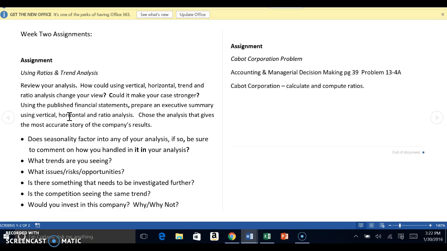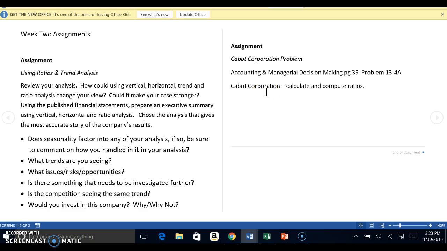And then you're going to take a look at the data that's out there. So using horizontal and vertical, using some trend analysis, looking at the financial ratios, how would that change your view, and how would that change, if at all, what you wrote last week? And then I put here some questions that you can use to guide you, okay? But you're taking a look at your analysis that you did last week, adding in these additional tools, and then saying how would that change, or what additional questions or what answers would you come up with.